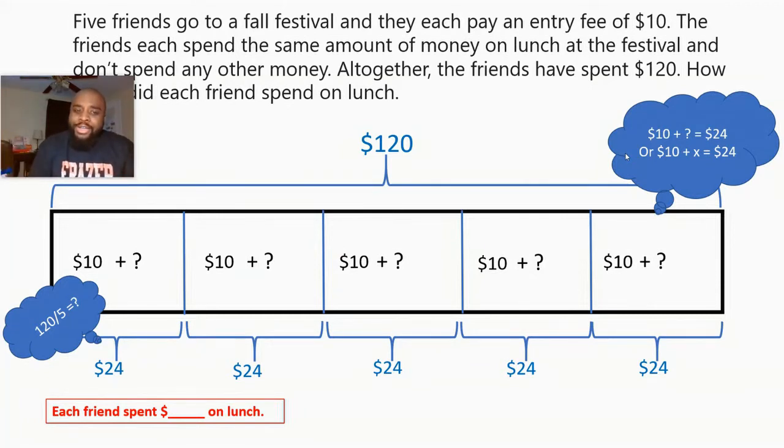If I know that each person spent $10 to get in the door, then they turn around and spend a certain amount of money for lunch, right? Which is our question mark. But you're telling me that all together they spent $24. So I need to think for a second. What amount of money could I add to 10 to get me 24? Okay, pause the video, do the math work, come back and tell me what you got.